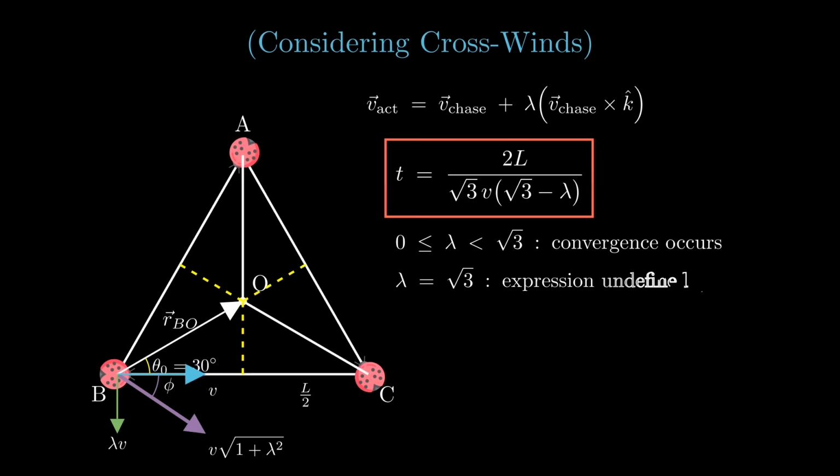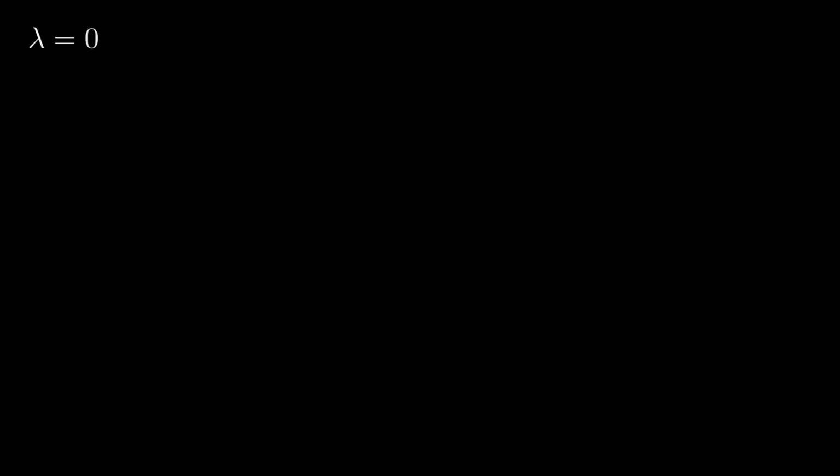That is our critical threshold, and for any lambda that is greater than root 3, the time becomes negative, which in physical terms means the bugs would have met in the past but no longer can. They spiral forever, always chasing, yet never meeting. Let's finally watch how the system behaves for different values of lambda and appreciate some cool geometries.